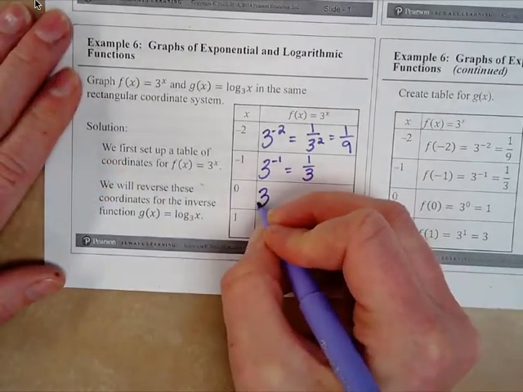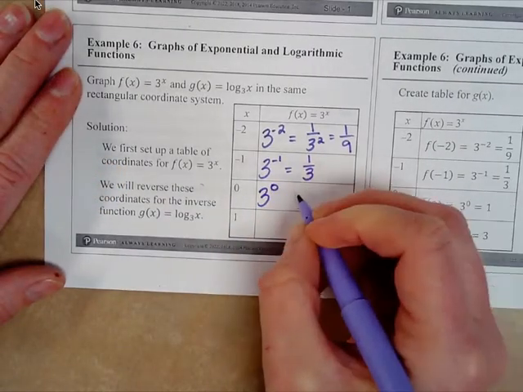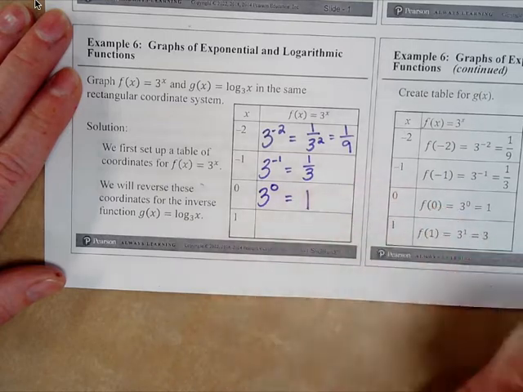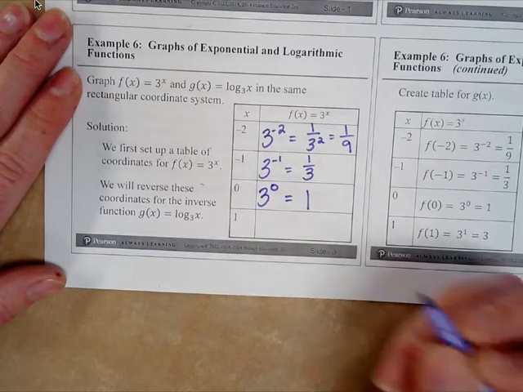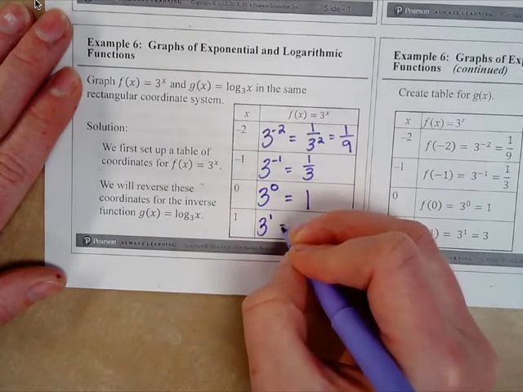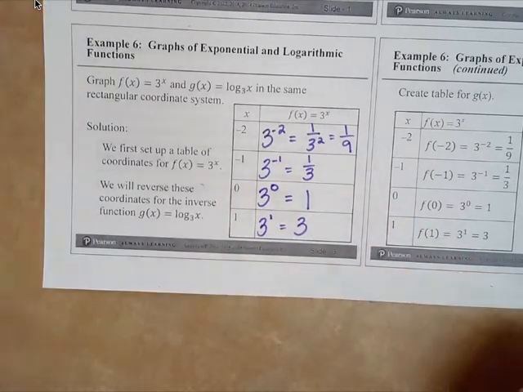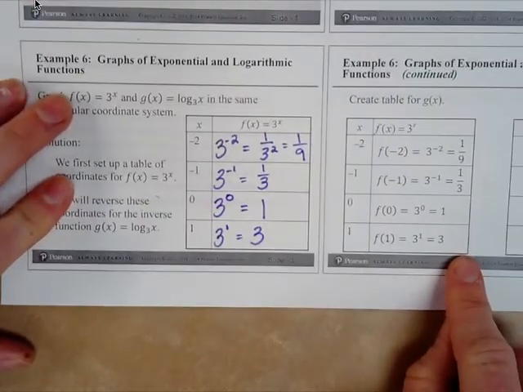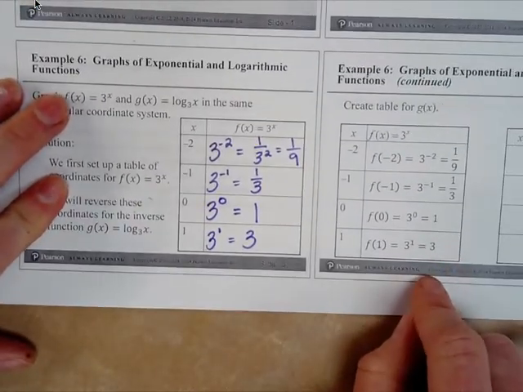Then if we have 0 as our x value, we plug that in. 3 to the 0 power is just 1. And then when x is 1, we have 3 to the first power, which is 3. So we've already created this table.